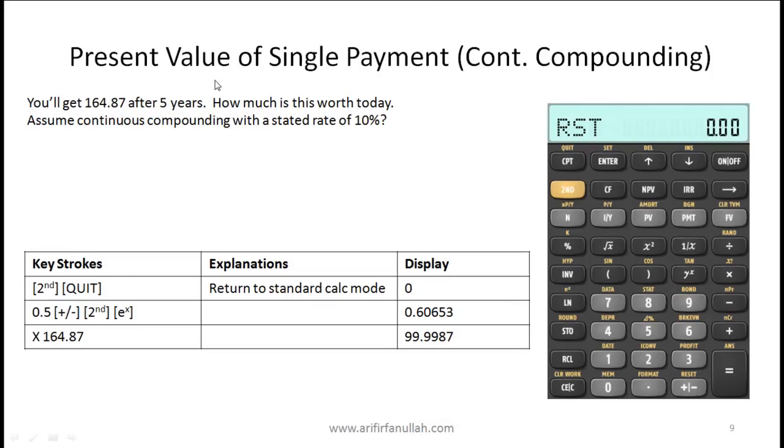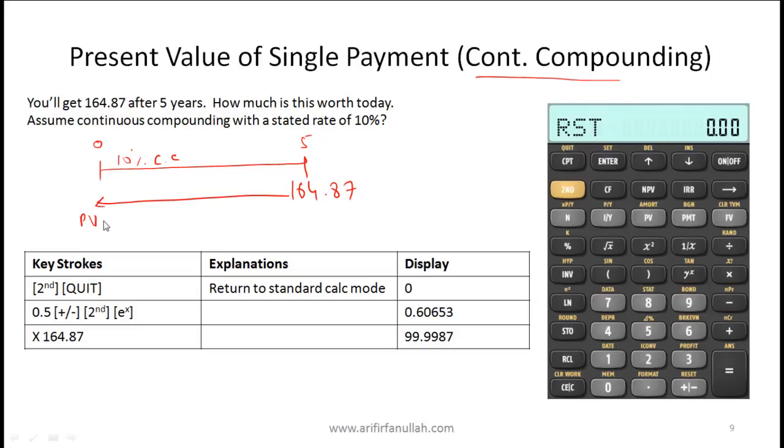Now let's talk about the present value of a single payment assuming continuous compounding. So say you will get 164.87 at the end of year 5, and we are using a 10% interest rate with continuous compounding. What is the present value? As we've seen before, the present value formula is present value is equal to future value times e to the power of minus RT.